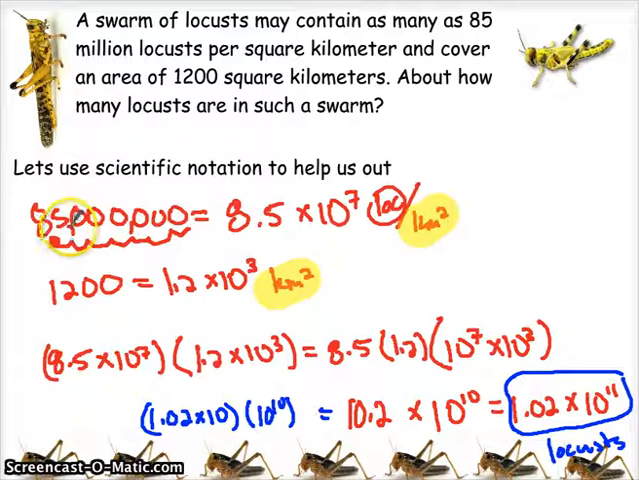Remember that 6 became a million, 9 would be a billion, and so 11 is basically 102 billion locusts. That's a lot of locusts.